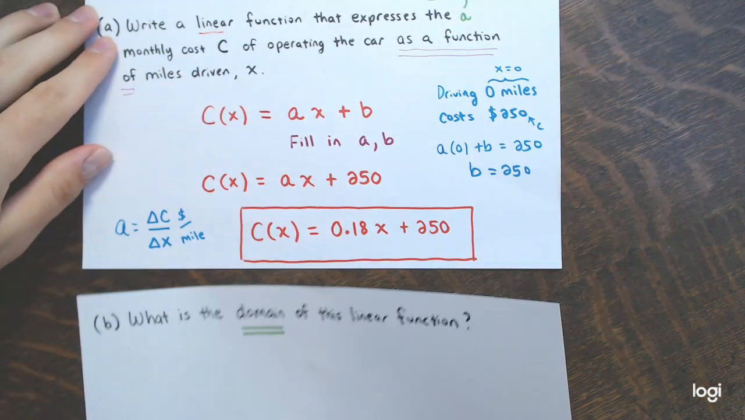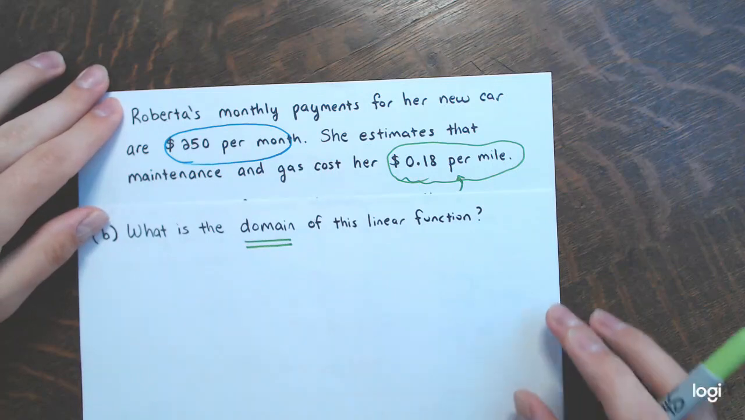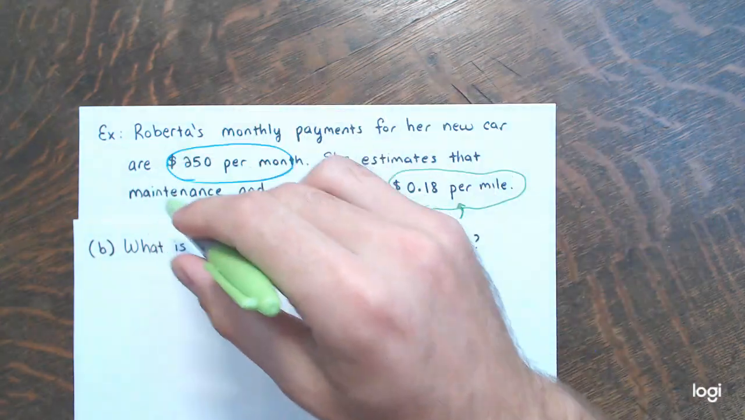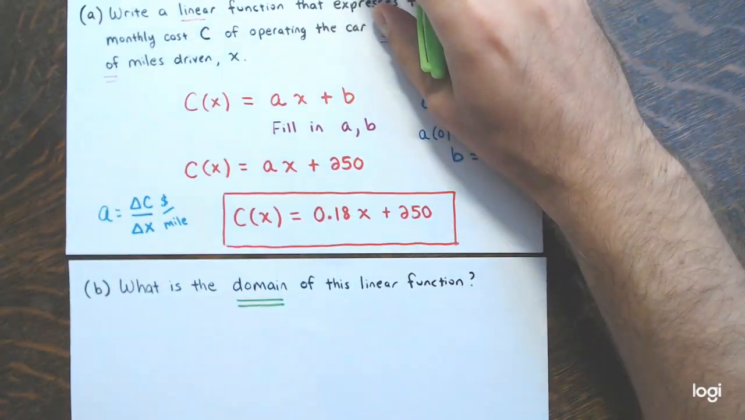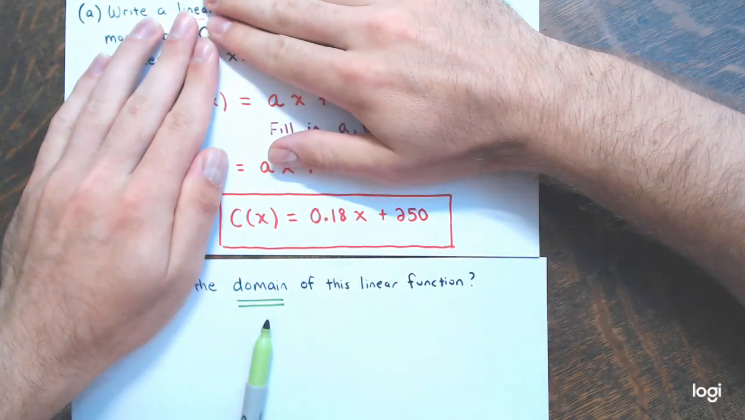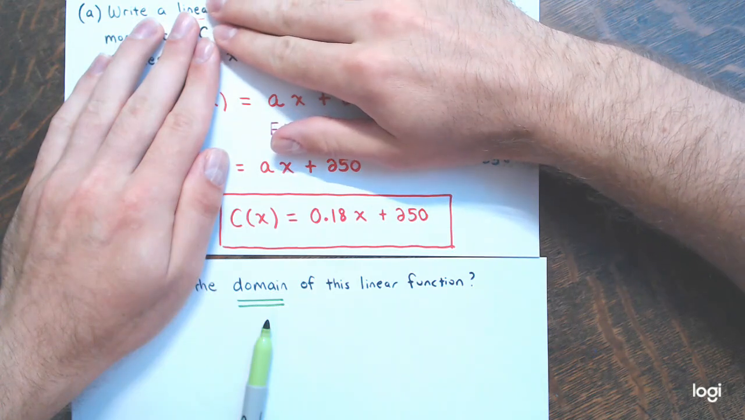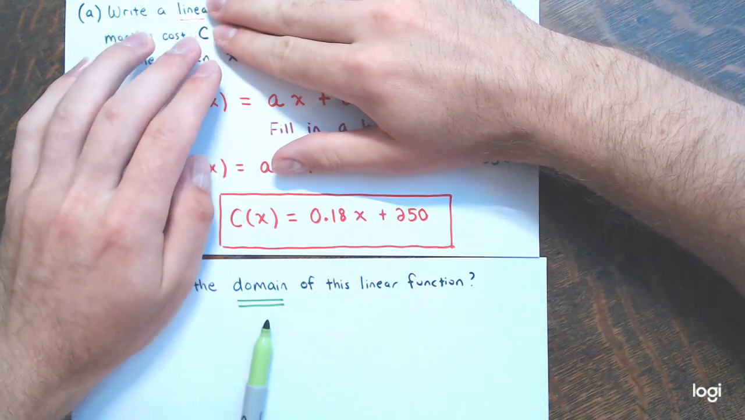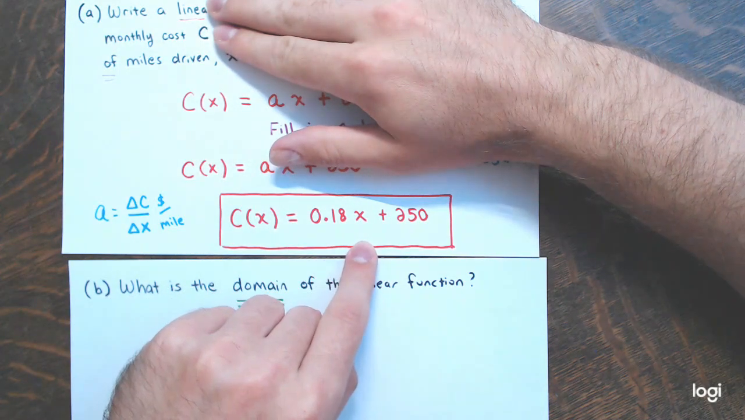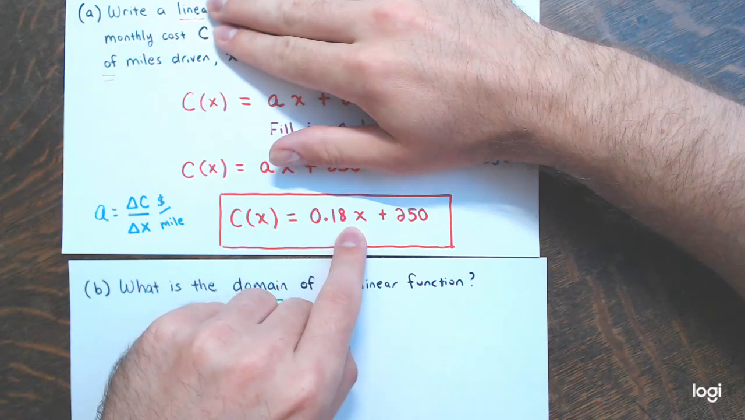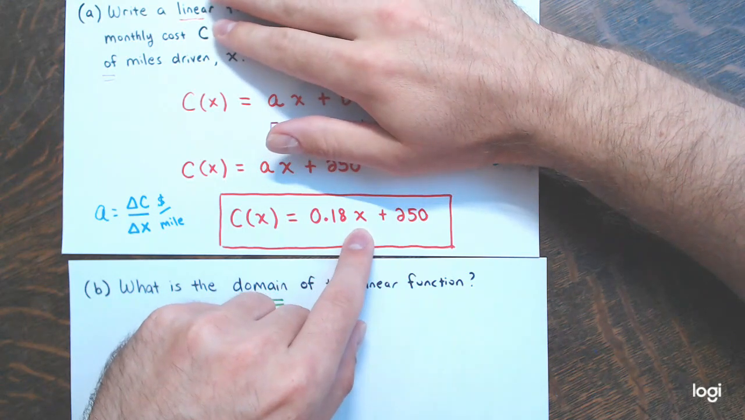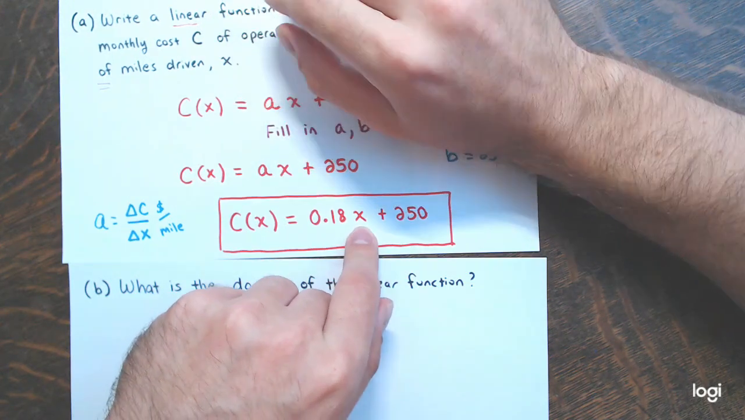Now be careful. Remember, in context, it matters. If I didn't have this word problem, if these words weren't written down, and I said, just look at this function here, C of X equals 0.18X plus 250, and what am I allowed to plug in for X? What is the domain? You would say it's all real numbers. You can plug in whatever you want for X. You're never going to be dividing by 0. There are no denominators here with a variable in it, no even roots, no logarithms. I would say that the domain was all real numbers.